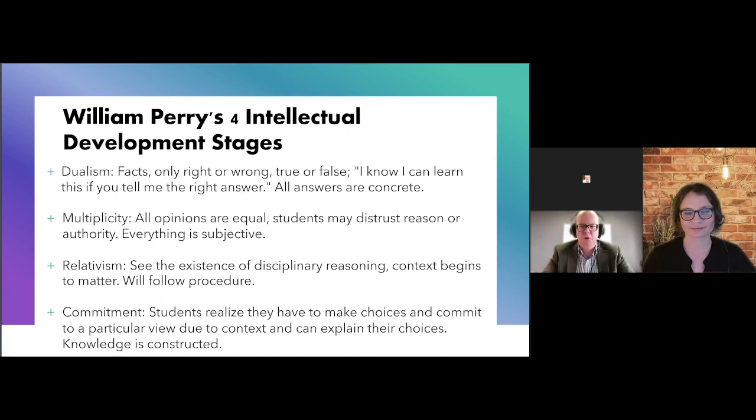So the 4 stages are basically dualism. Students often come to us wanting to know what the right answer is. We need, in the humanities at least, to help them understand that often there are multiple answers to the same question. So then they get to multiplicity. Usually what happens when you get a student in this stage is they say, well, if there's more than one answer, all answers are the same, right? I can give any answer. It doesn't matter. Everything's subjective. That doesn't work. So then we want to show them that for disciplinary reasons, maybe there are better choices about what perspectives to take, what disciplines, what lenses to use.